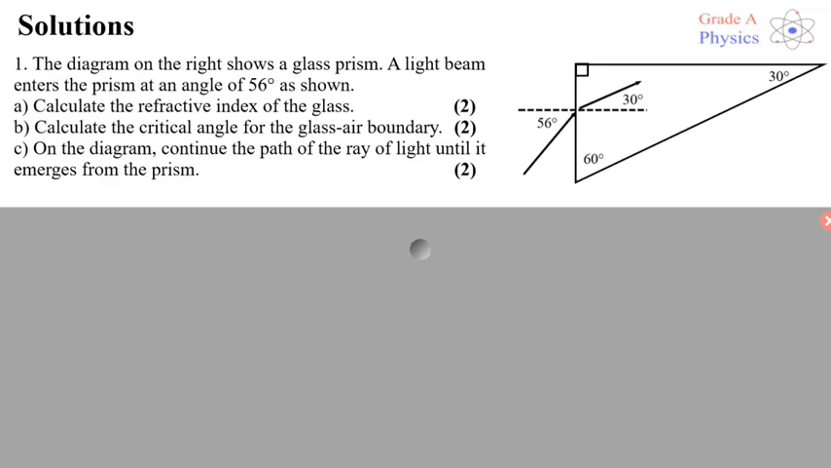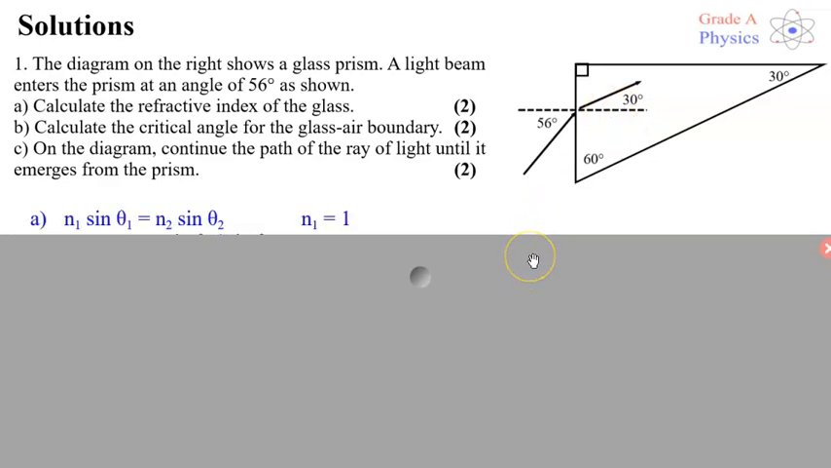Right, here we go, question 1. So, calculate the refractive index of the glass. So, that should be straightforward. We know that this first angle here is the angle of incidence, and the second angle is the angle of refraction. And we've got our Snell's law.